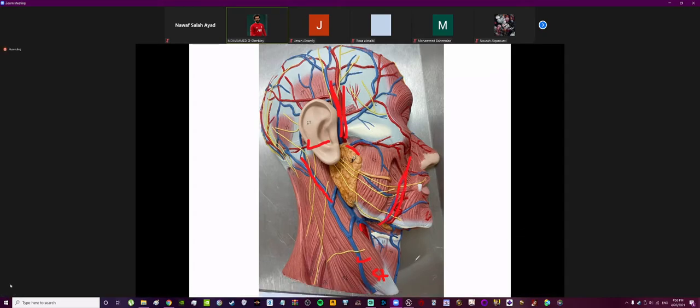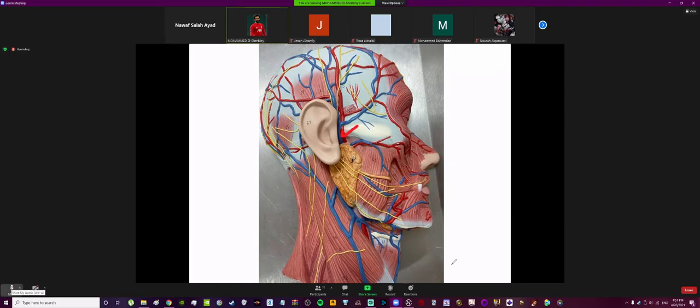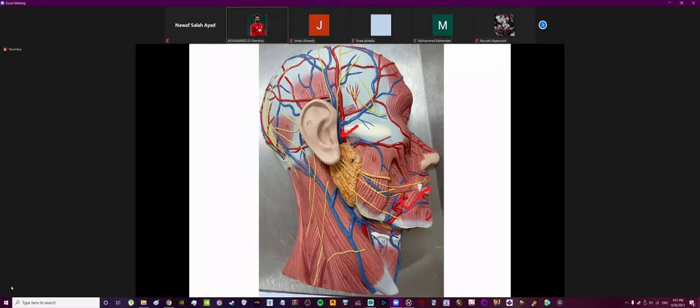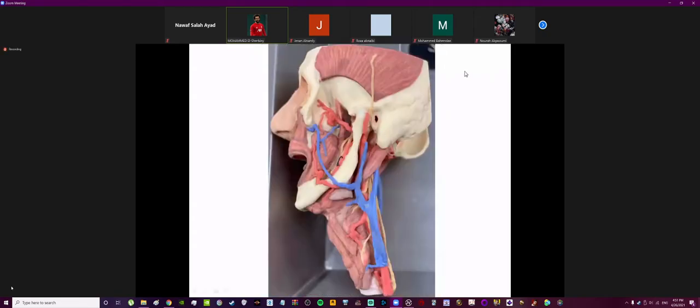Going down. Please, logic. Any artery here in the head and neck is a branch from the external carotid. For example, the superficial temporal artery is a branch from the external carotid. Facial artery, branch from the external carotid. Posterior auricular artery, branch from the external carotid. Occipital artery, branch from the external carotid. Because I will ask you about the origin of this artery. This is also the same.